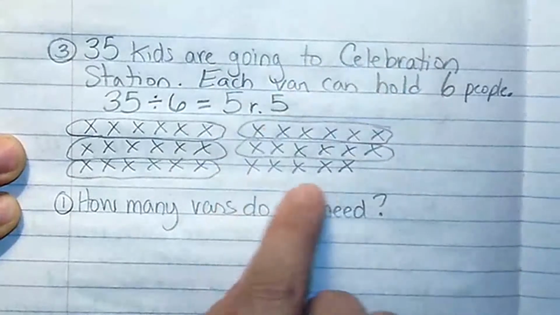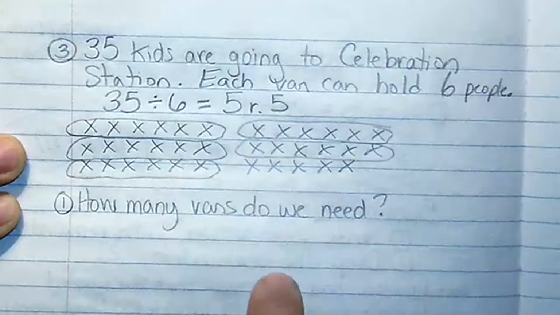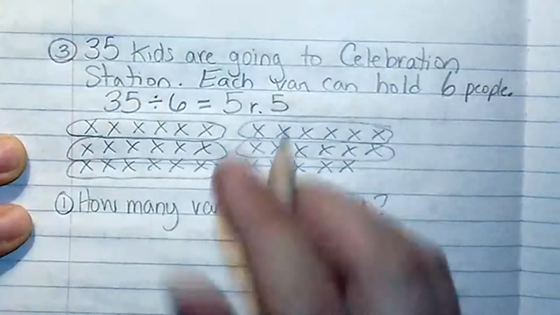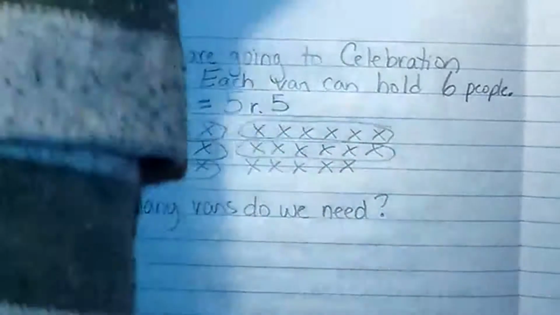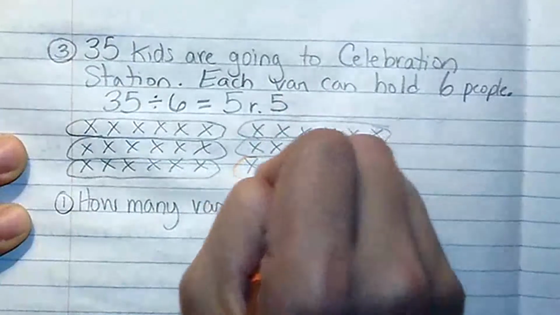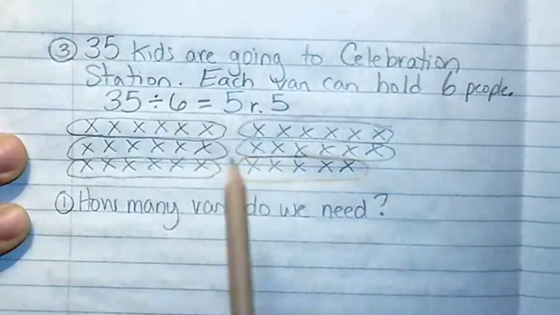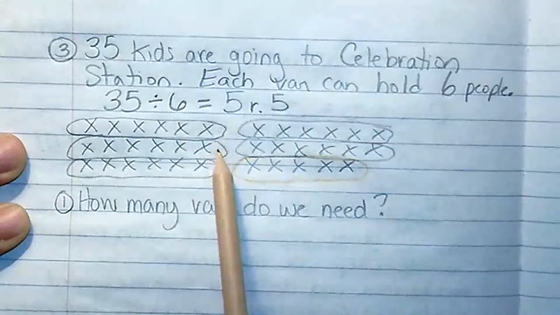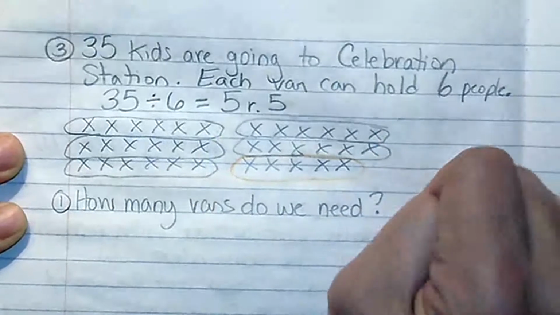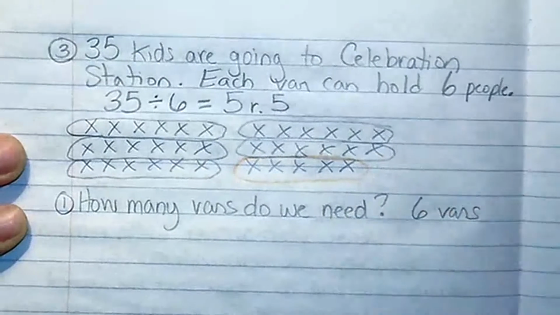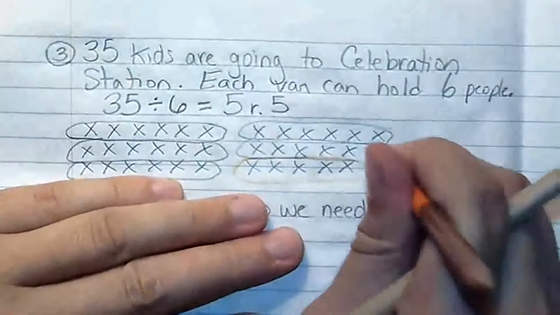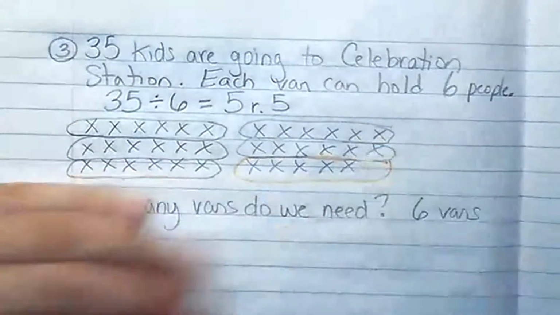Am I going to leave these kids behind back at school? No. So how many vans would we need to transport all of these kids? If you said I'd have to get an extra van, you're exactly right. And how many vans would that be? 1, 2, 3, 4, 5, 6. How many vans do we need? We need 6 vans. Let me be careful with my line here. There we go.